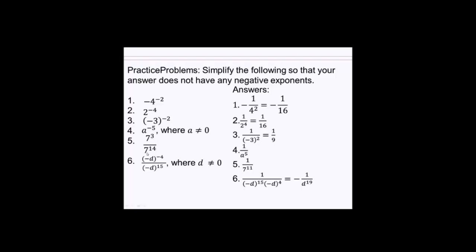7 to the 3rd, 7 to the 14 will leave you 11 sevens in the denominator, because we were asked not to leave any negative exponents. And then -d to the 15 power, and -d to the -4 power is in the numerator, so it will go sit in the denominator, and then you can combine the two together.